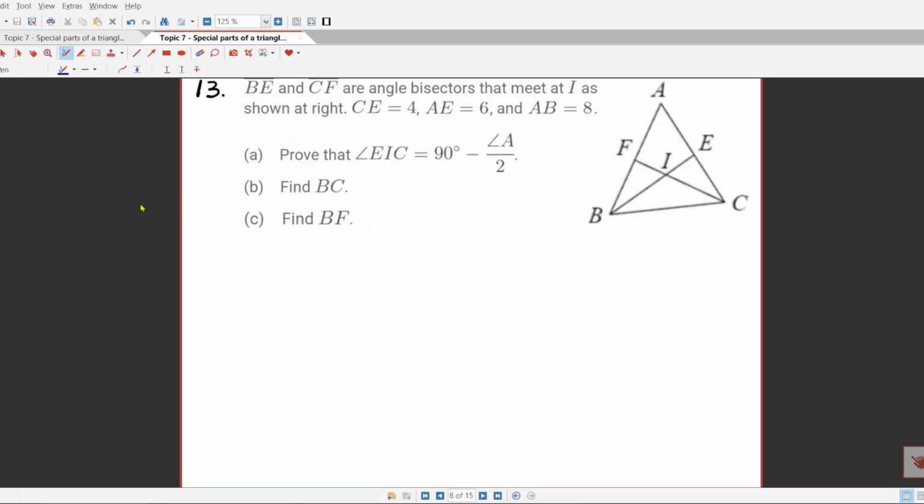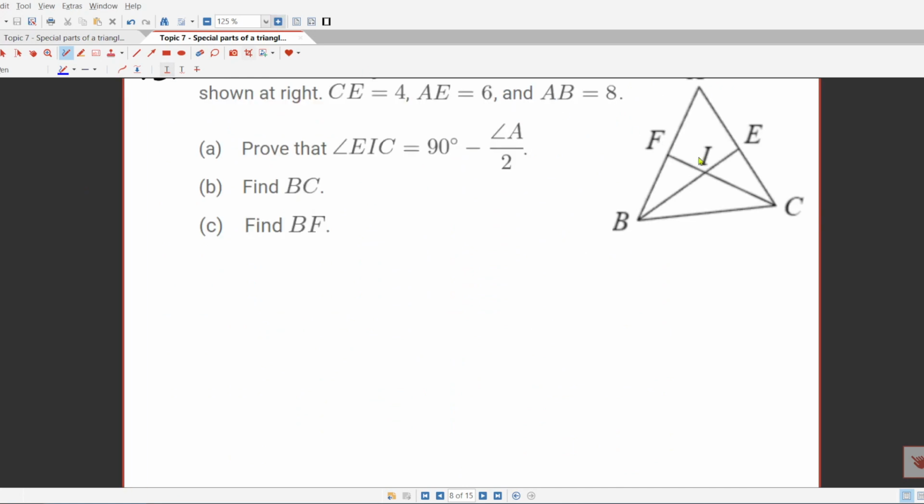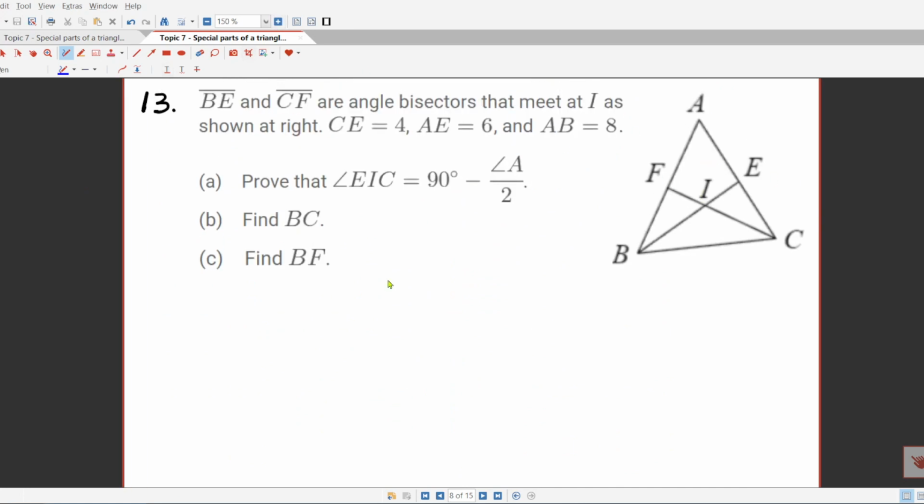All right, if not, let's have a look at question 13. First of all, prove angle EIC is 90 degrees minus 1/2 of angle A. So angle EIC is the exterior angle of triangle BIC, right? Then we have angle EIC equals angle IBC plus angle ICB, which is 1/2 of angle ABC plus 1/2 of angle ACB, right?